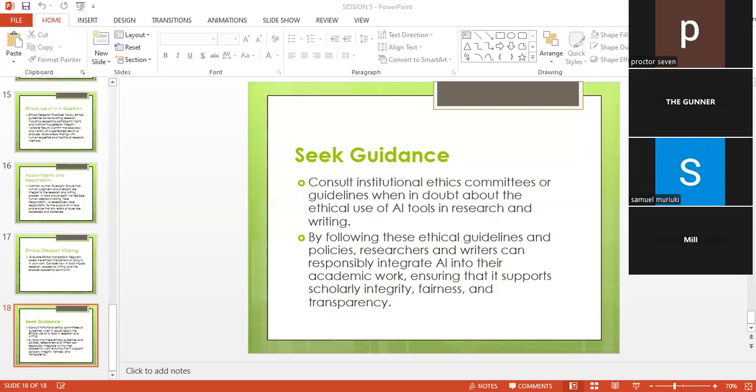Any other question? Anybody with a question? I do not have a link. The link is in the WhatsApp group. Are you in the group 11 WhatsApp group? The link is there. I shared.